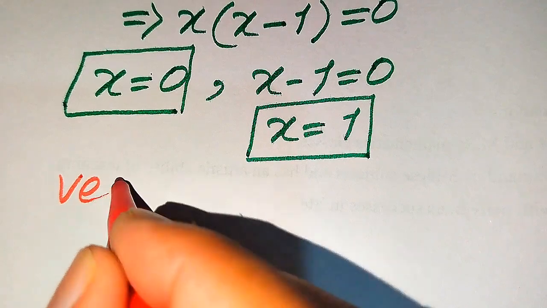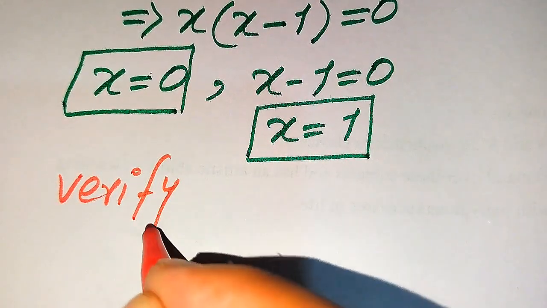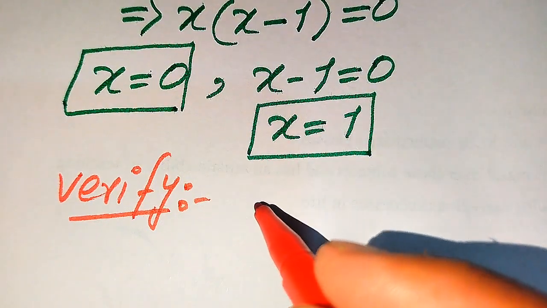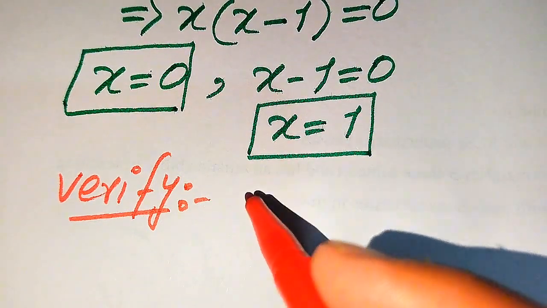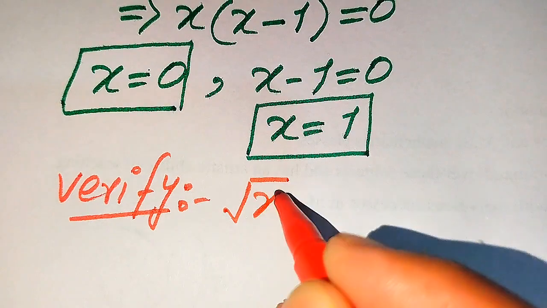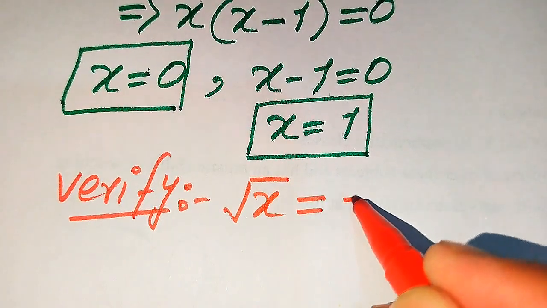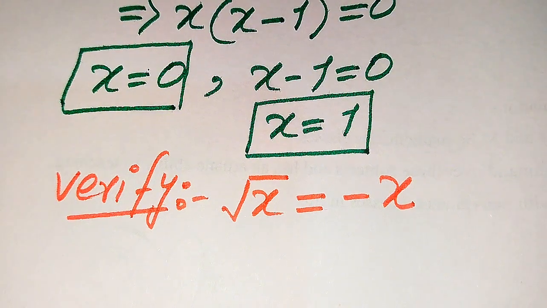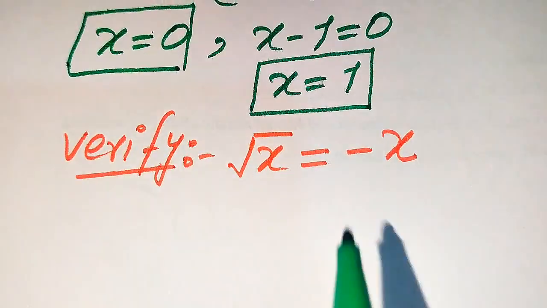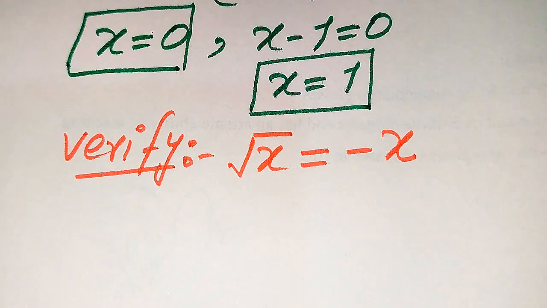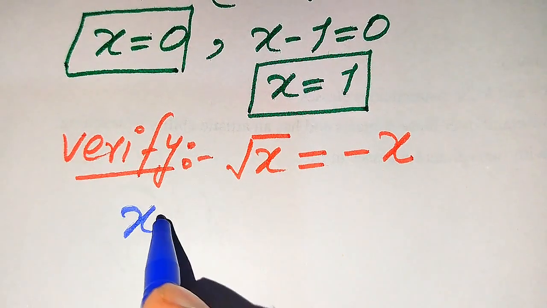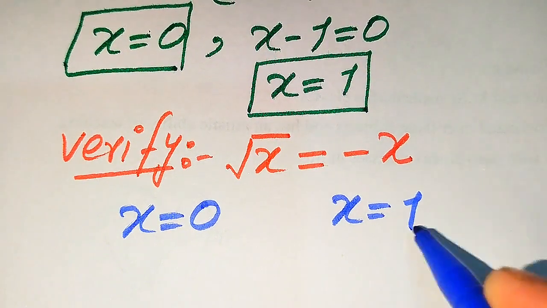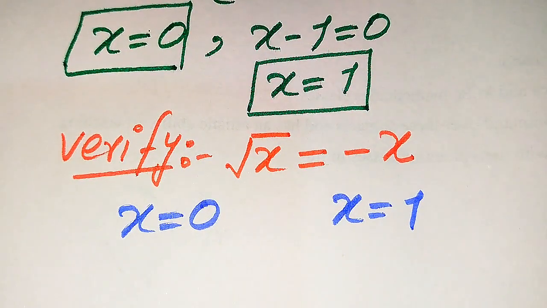Now in the next step we will verify whether both of these roots are solutions or extraneous roots. For verification, we need to copy down the given question statement. Here it is: the square root of x equals minus x. This is our given question statement, and here we verify both of the above roots. On this side we will verify x equals 0, and on this side we will verify x equals 1.